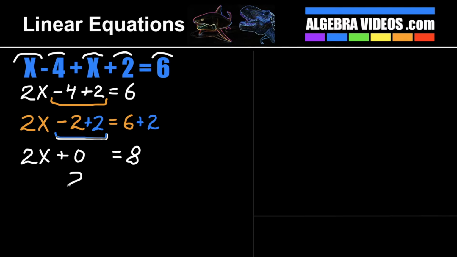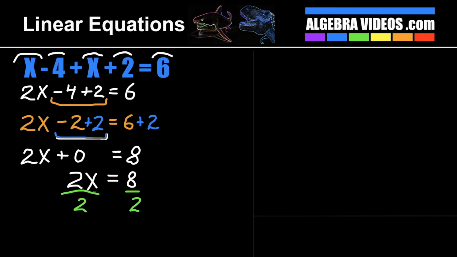Or to make it more simple, 2x equals 8. So now we just have one step left to do. That's to get rid of this 2. So how can we do that? Well, if we've got 2x and we want to get rid of the 2, we'll divide both sides by 2.